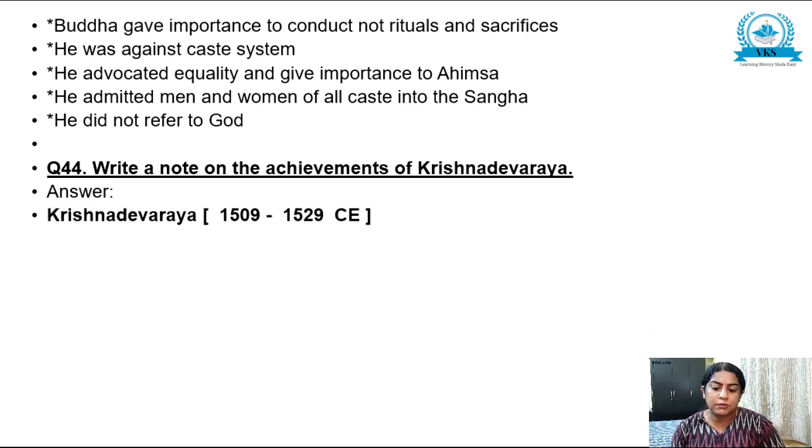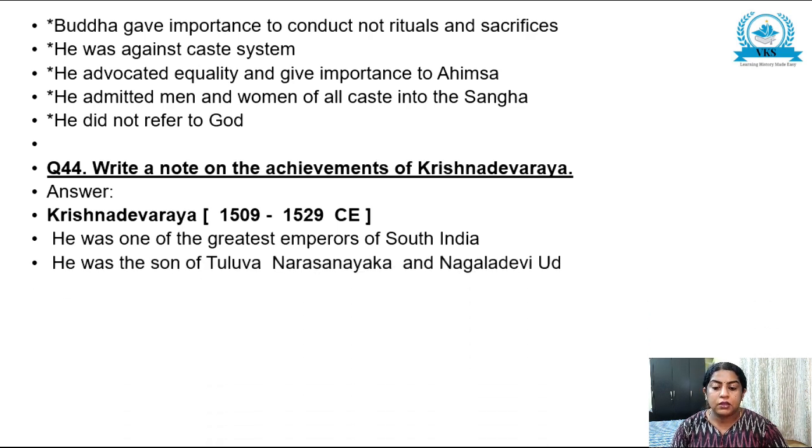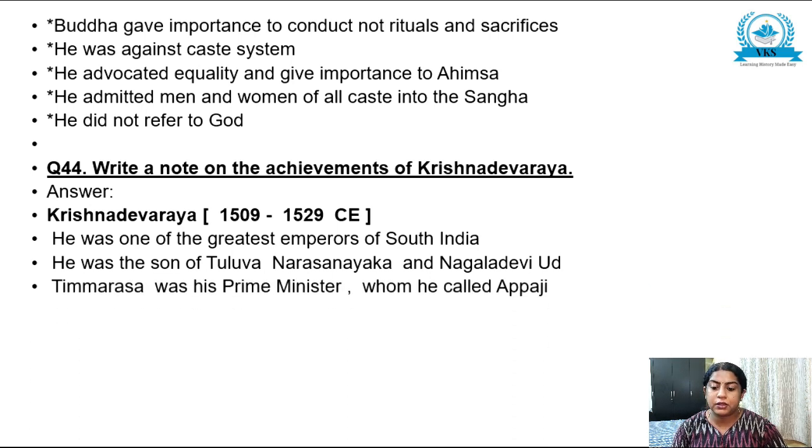So when a question comes regarding achievements of a king, first you just write 2 points regarding the king as an introduction. Then you have to go on explaining the achievements. Mainly it will be conquests. So Krishnadevaraya was one of the greatest emperors of South India. He was a son of Tuluva Narasimha and Nagla Devi. Timmarasa was his prime minister, whom he called Appaji.